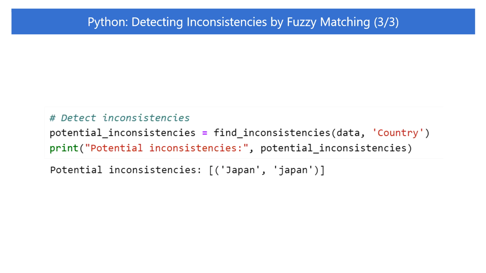Finally, call the function. As defined, the first argument is the data frame, and the second argument is the column to analyze. The function outputs a list of potential inconsistencies.